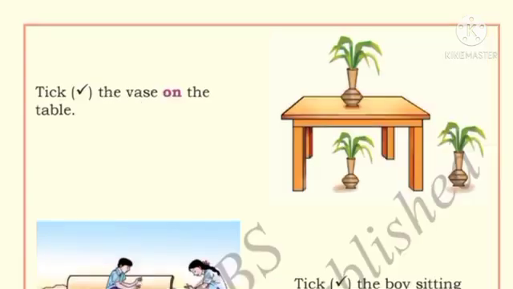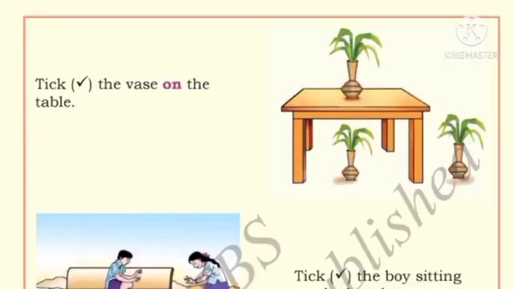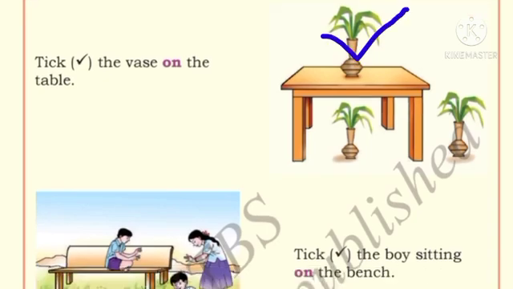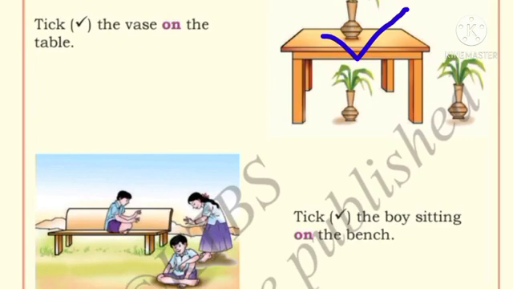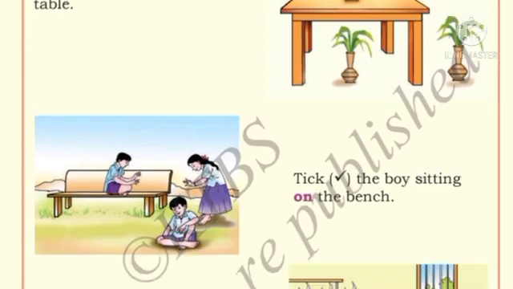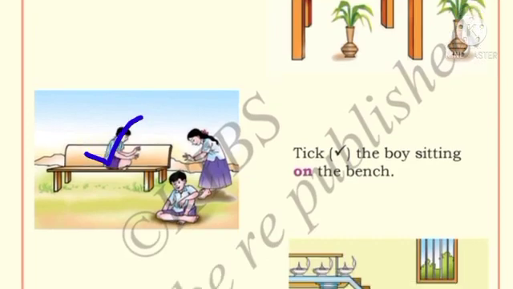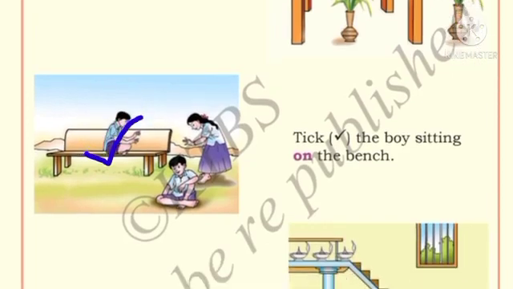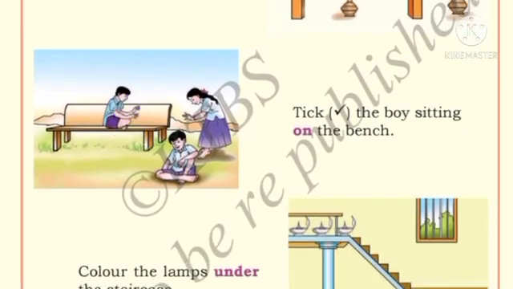Now put a right mark on the vase on the table. Which is the vase that is on the table? On means upside, so we will put a right mark. Now here, put a right mark on the boy sitting on the bench. Which boy is sitting on the bench? For that we have to put a right mark. See here, this boy is sitting on the bench, so we will put a right mark.